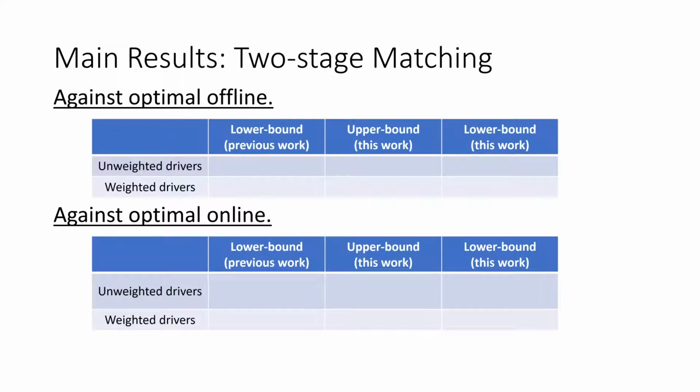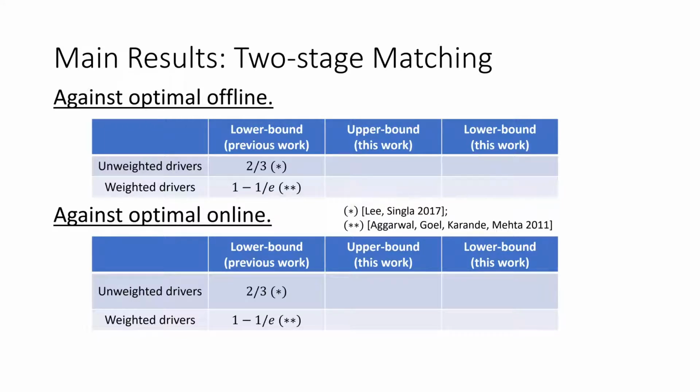Cool. Now it is ready for us to present our main results. In this paper, we consider a two-stage matching, and we try to identify the competitive ratio against both optimal offline and optimal online. Using the algorithms in the literature of online bipartite matching and other two-stage stochastic matching models, we can get algorithms that achieve a competitive ratio of 2/3 for the case where all the drivers have equal weight, and 1 minus 1 over e when the drivers have different weights.